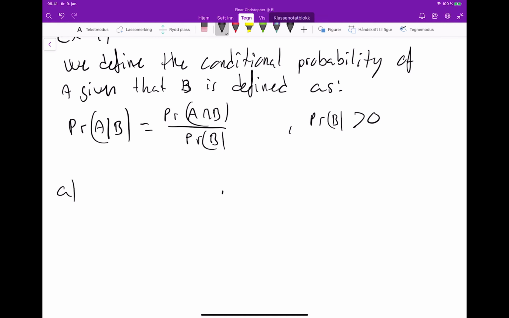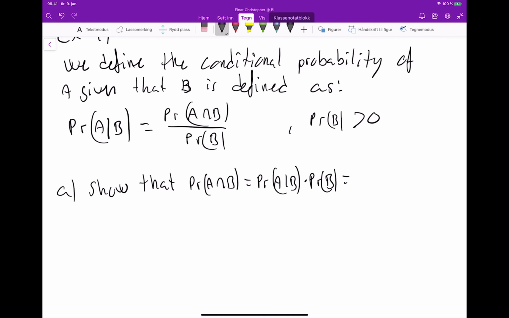So let's start with a. Here we are asked to show that the probability of A and B is equal to the probability of A given B times the probability of B, which is also equal to the probability of B given A times the probability of A. So let's see how we can do that. That's possible using the formula.